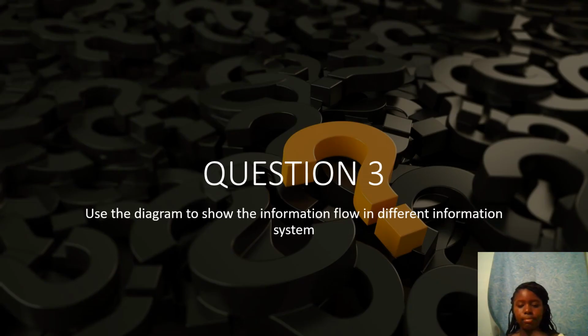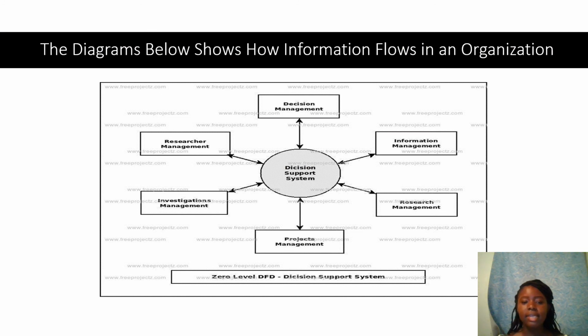Question 3. Use the diagram to show the information flow in different information systems. The diagrams below show how information flows in an organization. As you can see, in the middle, decision support system. It runs to decision management, information management, research management, projects management, investigation management, research management. All these are decision support systems.